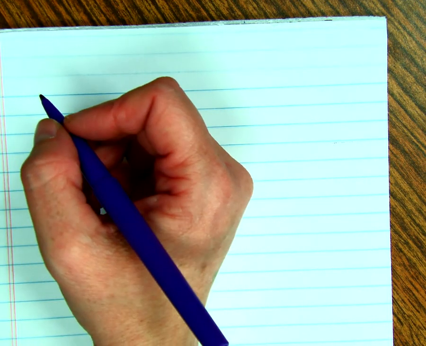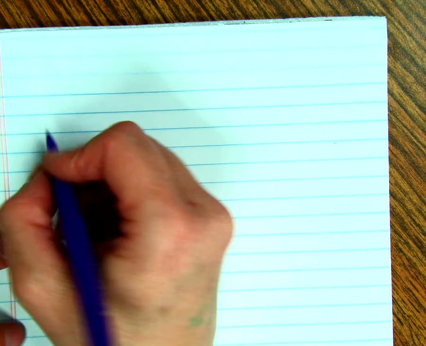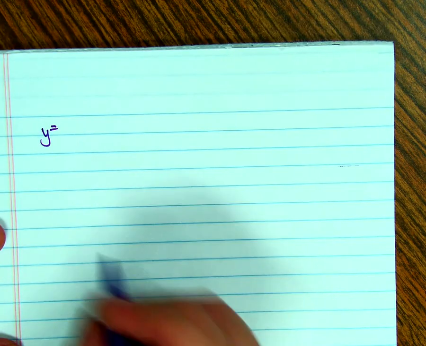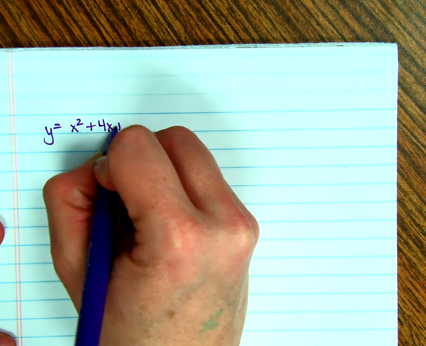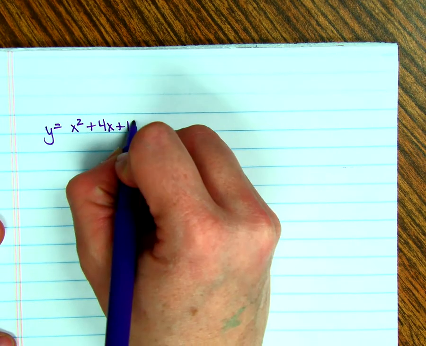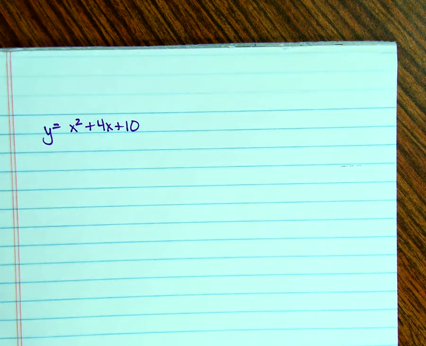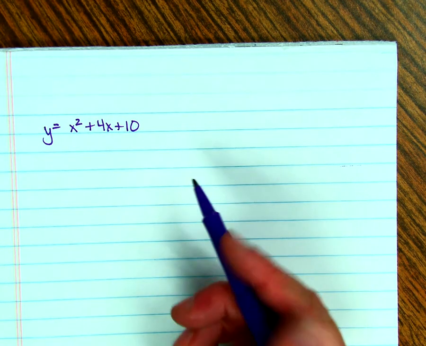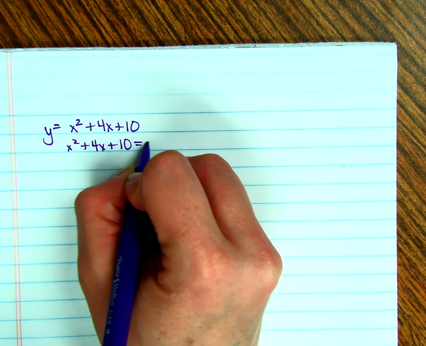Let's try another one of those. How about y equals x squared plus 4x plus 10. I am going to change this a little bit because we know that it has to equal 0. So x squared plus 4x plus 10 has to equal 0.